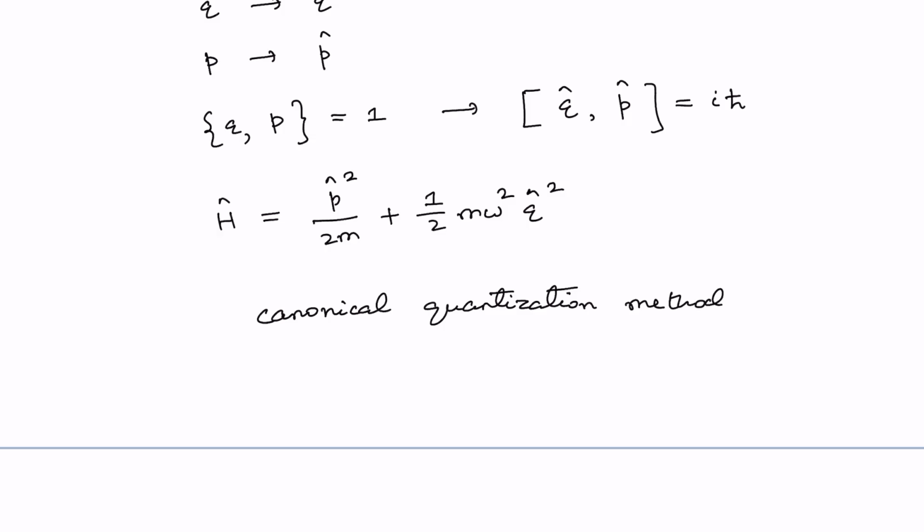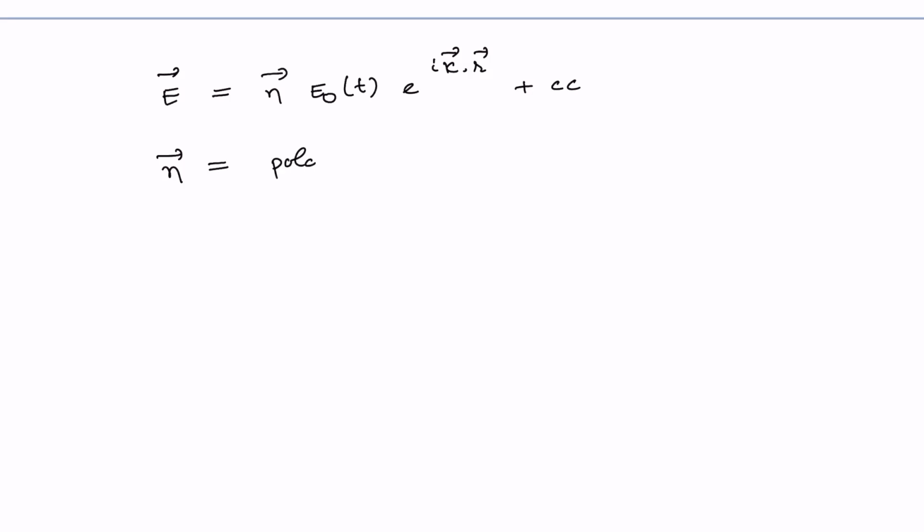quantizing an electromagnetic radiation. Basically what we are going to do first is to find the classical Hamiltonian of an electromagnetic field and then look for the associated canonically conjugate variables. Let us consider a traveling or propagating electromagnetic wave in free space described by this electric field E is equal to eta E0 of t e to the power i k dot r plus complex conjugate, where eta is the polarization direction of the electric field.